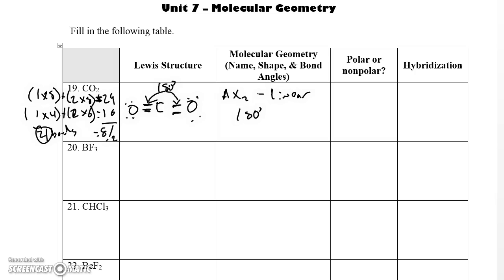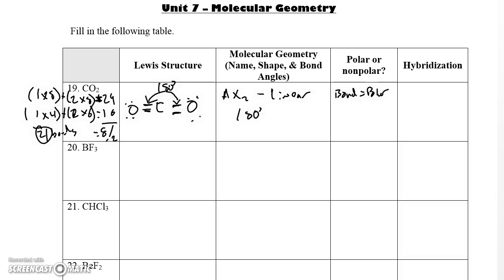So is it polar or not? Well, what we have to do is look at our difference of electronegativities, and we look to our reference booklet. Found it. The electronegativity for carbon is 2.5. For oxygen, it's 3.5. So our difference of electronegativity is 1.0. So the bond is polar.